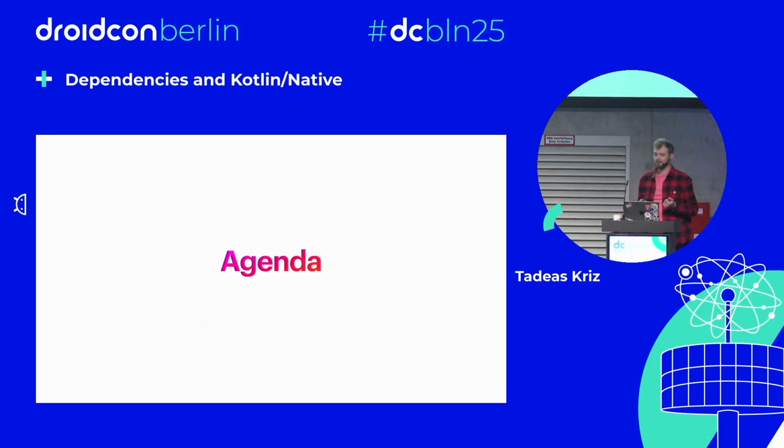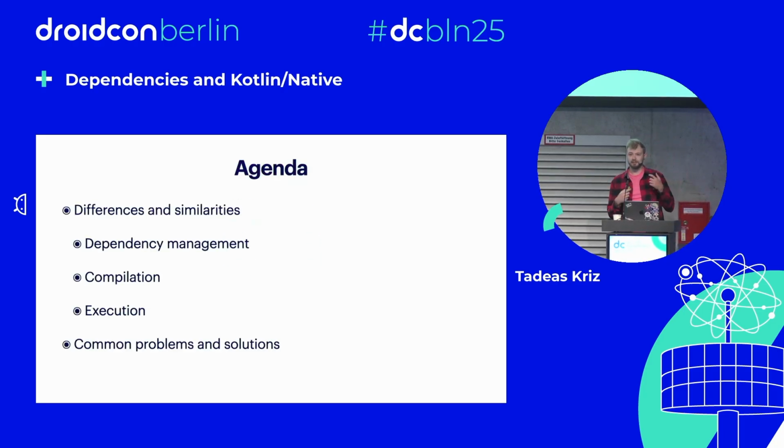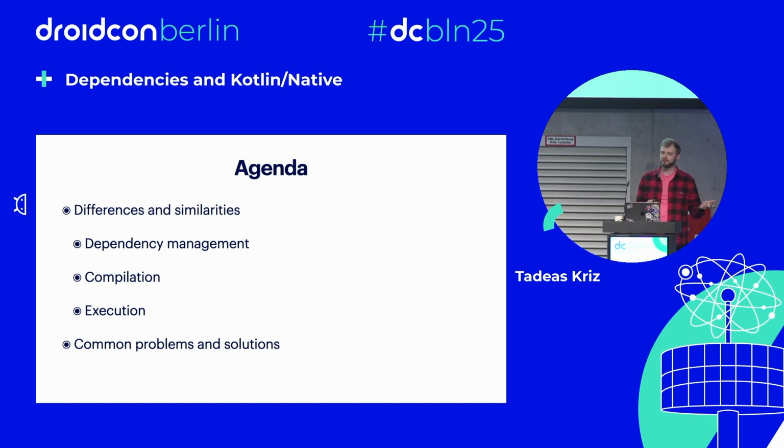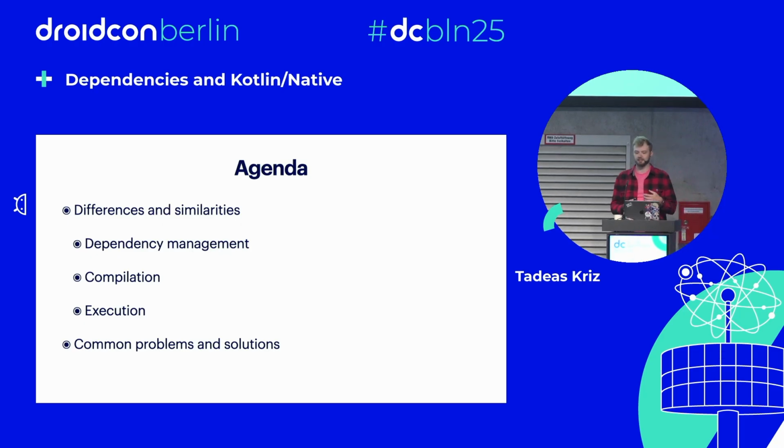Before I tell you something about myself, let's take a look at the agenda. We will look at the differences and similarities of dependency management, compilation, the whole compilation process, linking, and then execution between JVM and the native. And then we'll take a look at some common problems and possible solutions or workarounds for them.